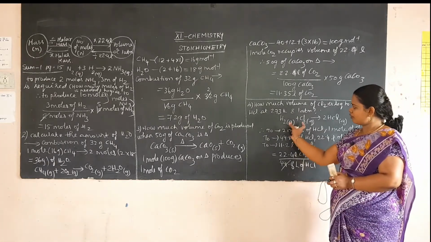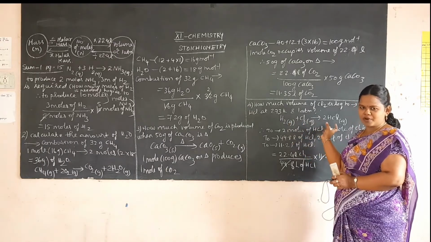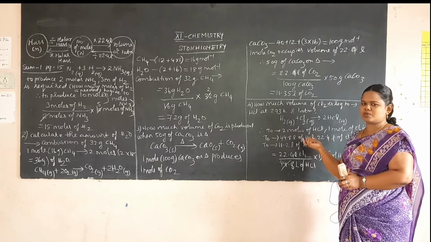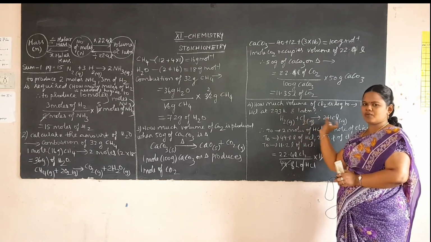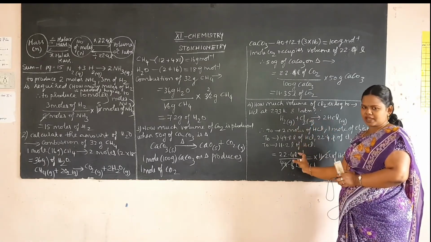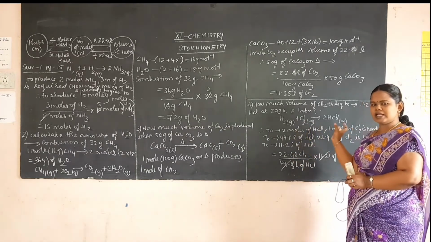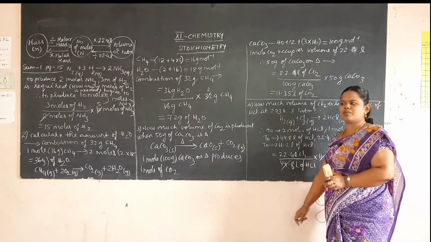Or, the number of reactants must be equal to the number of products. So if you write an equation, you must see whether it is balanced. Then only it will give a meaning. So the number of reactants must be equal to the number of products. That deals with stoichiometry.